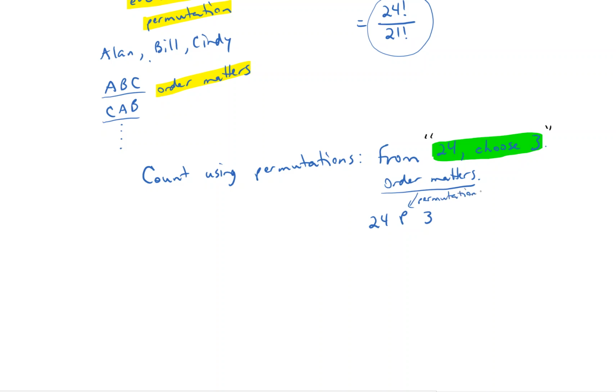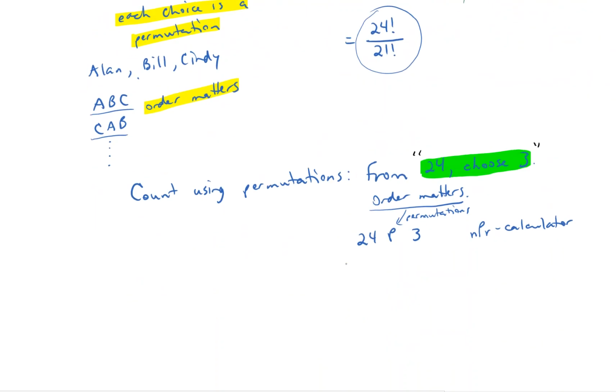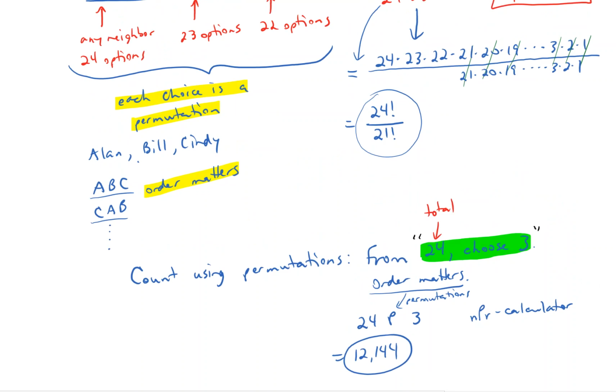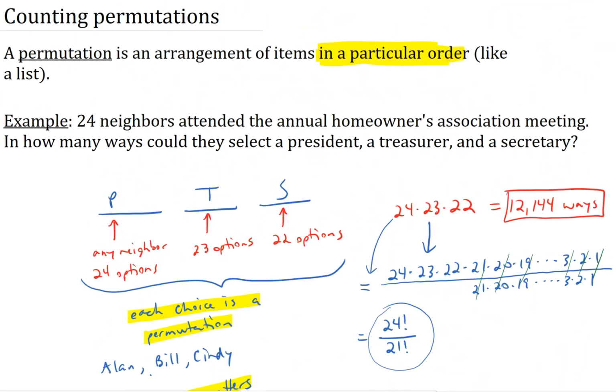Okay? And your calculator should have a button that could look like many different things, but typically it's like nPr. So you type 24, hit this button on your calculator, and type 3, and it should spit out the same answer we got up here, 12,144. So you can avoid the factorial notation completely as long as you understand that from your 24 total, you're choosing 3. The weird thing about this is you put your total first, okay? But that is permutations. Let's see if we can do another example.